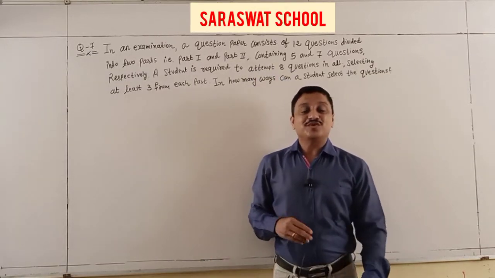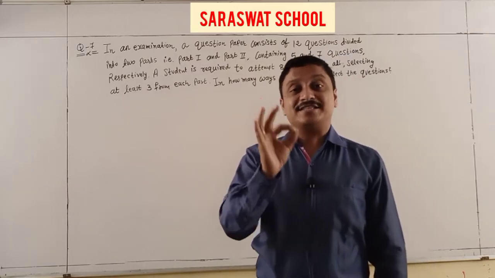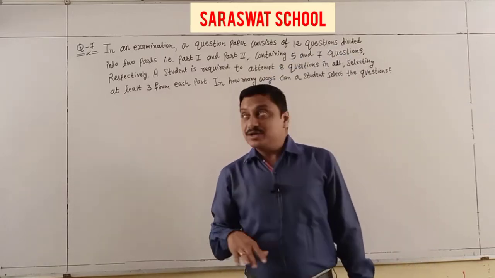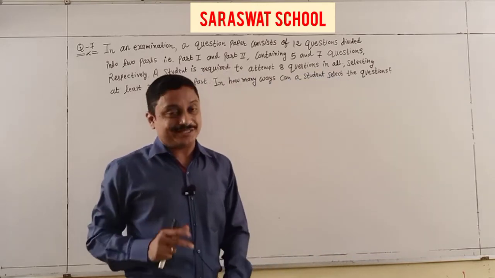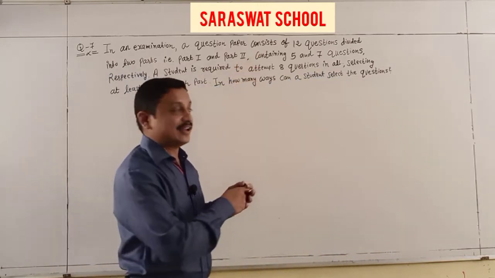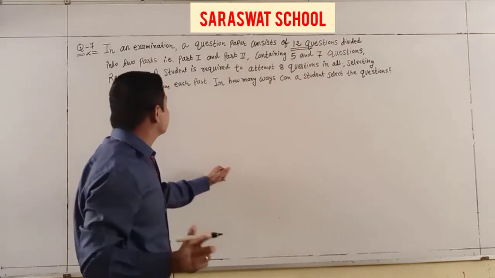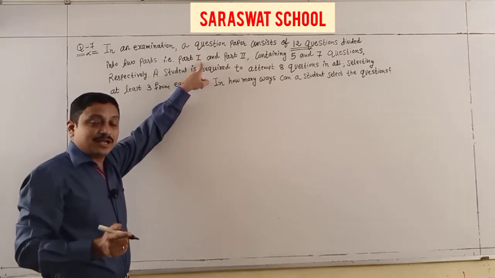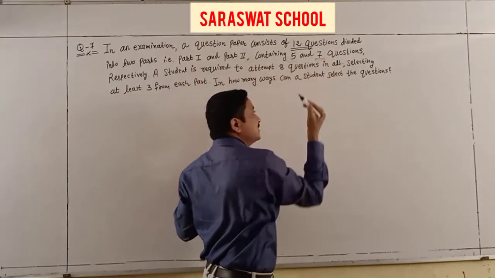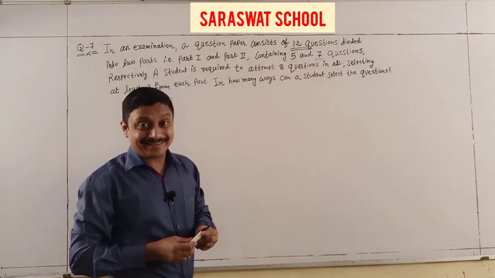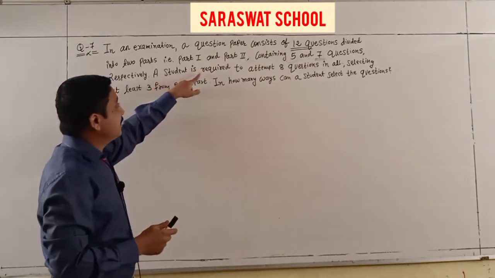Yes, now students, one more interesting question. It is exam oriented, and it has been asked in a final exam. In an examination, a question paper has a total of 12 questions, divided into 2 parts, part 1 and part 2. Part 1 contains 5 questions and part 2 contains 7 questions.